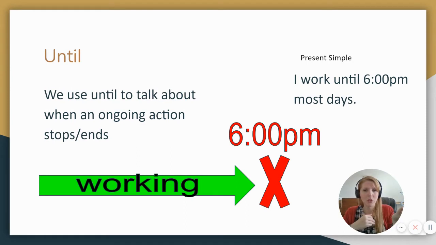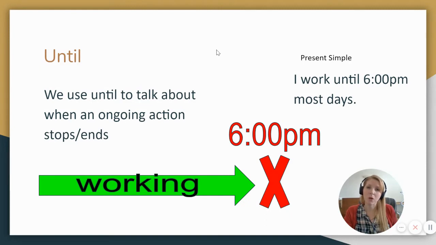So the example I used earlier, I work until 6 most days. This is a present simple everyday example. So I work until 6. 6 is when I stop. 6 is when my working ends. I'm not working after that, I hope. So I work until 6. 6 is the stop most days. So this is an example of how we would use it with present simple or simple present for that everyday, all the time, habits, ongoing things.